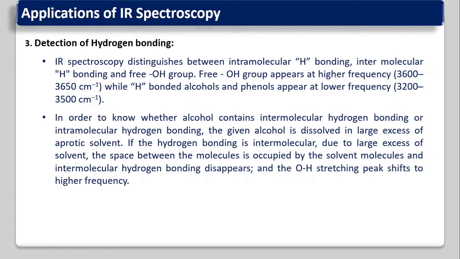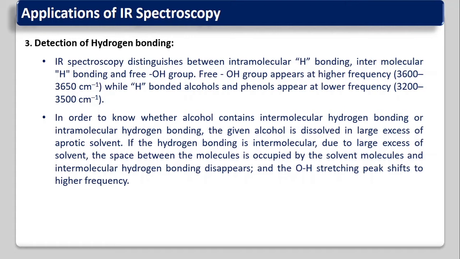If the given alcohol is dissolved in a large excess of aprotic solvent, and if the hydrogen bonding is intermolecular, then due to this large excess of solvent, the space between molecules is occupied by the solvent molecules, and the intermolecular hydrogen bonding will disappear. Then our OH frequency shifts towards the higher side, up to 3600 cm inverse. Then we conclude that our compound was containing intermolecular hydrogen bonding.